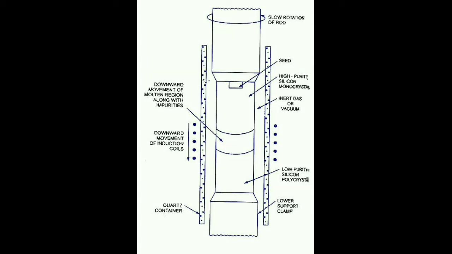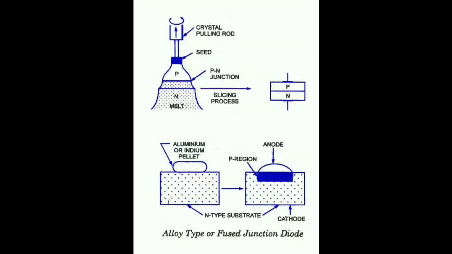zone refining. The process depends on the fact that impurity atoms are more soluble in the molten state of the semiconductor than in the solid state. To get a better view of junction fabrication, let us discuss one of the techniques, say the grown junction technique. The purified semiconductor together with a calculated amount of n-type impurity is melted in a crucible furnace. The temperature is maintained just above the melting point.